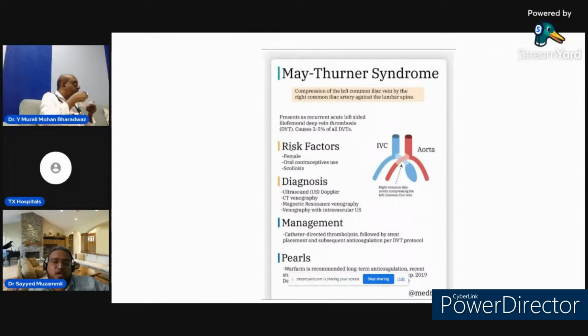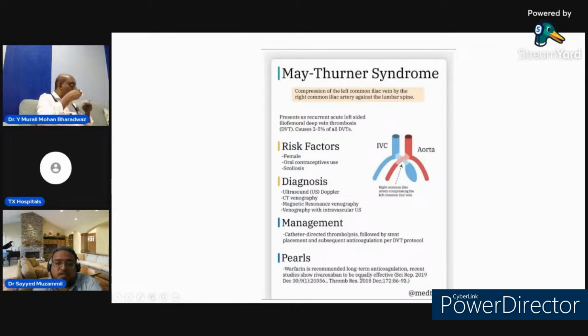Female patients who are using oral contraceptive pills, or who have scoliosis, should be suspected of DVT. How is it diagnosed? It is diagnosed with ultrasound Doppler or CT venography, magnetic resonance venography, or venography with intravascular ultrasound. Management is catheter-based thrombolysis followed by stent placement and subsequent anticoagulation as per DVT protocol.